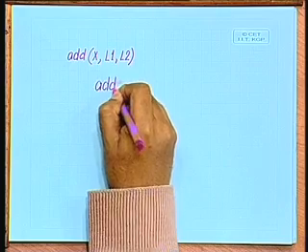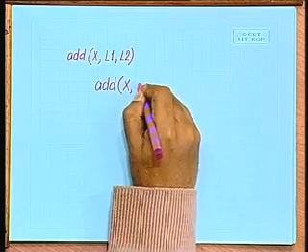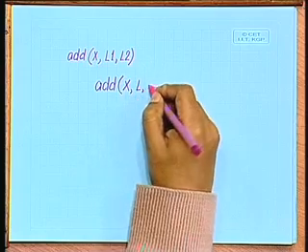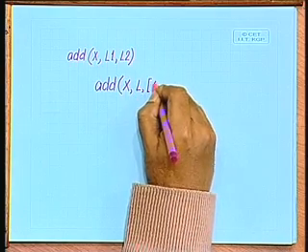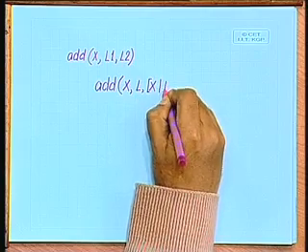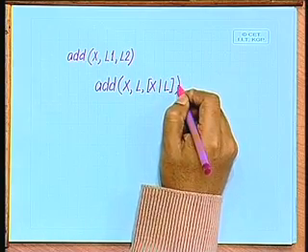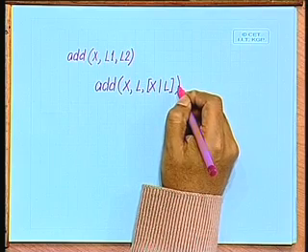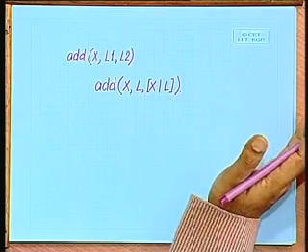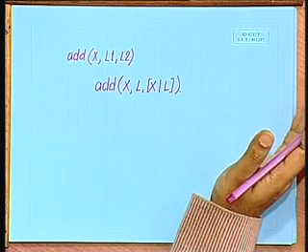Add x, L, x bar L, isn't it? Anything else needs to be done? That's it. That's it. Nothing else needs to be done, right?